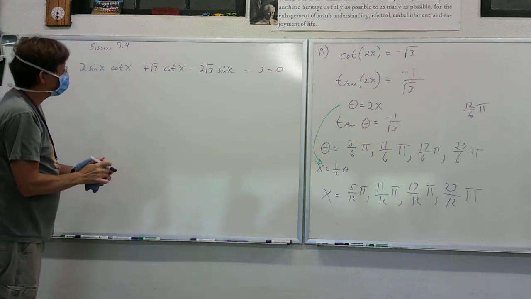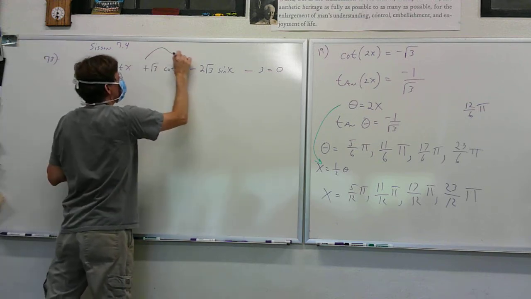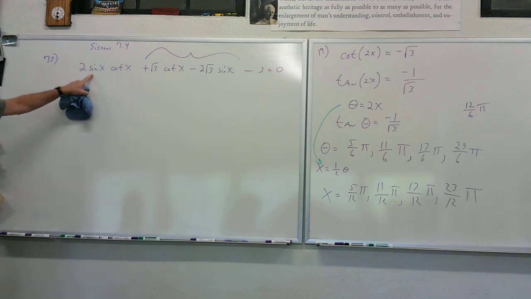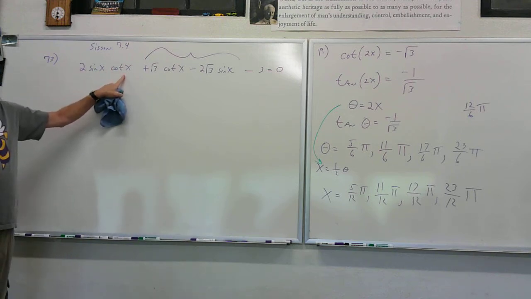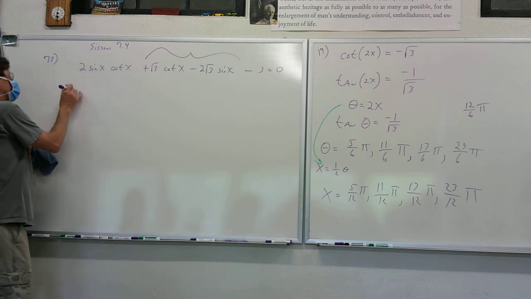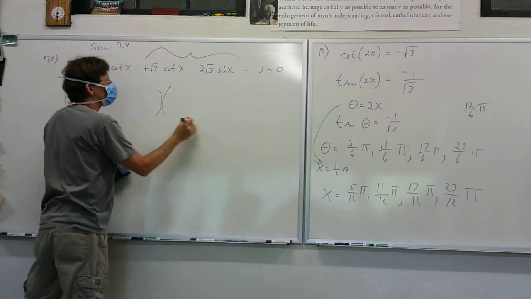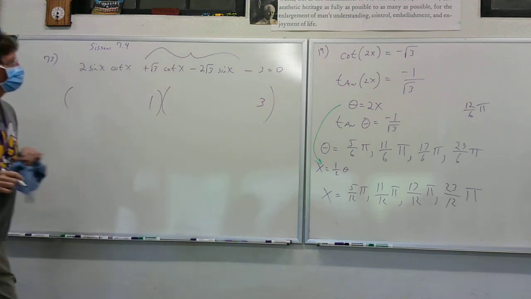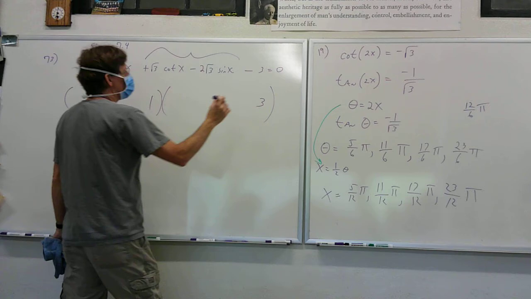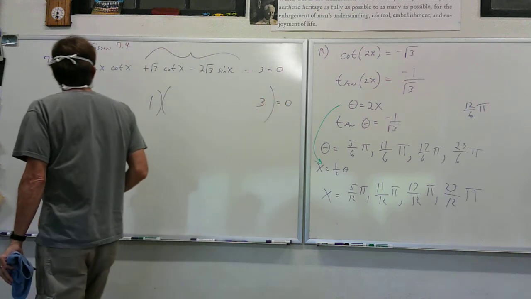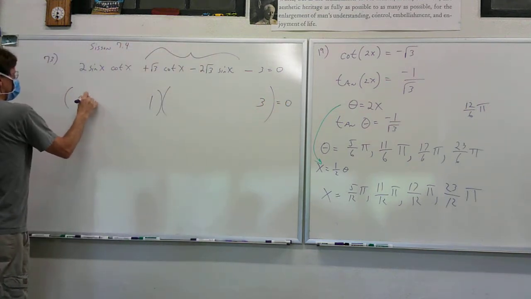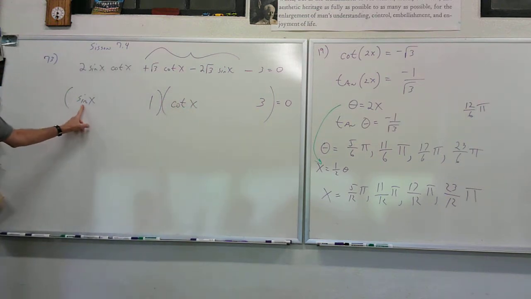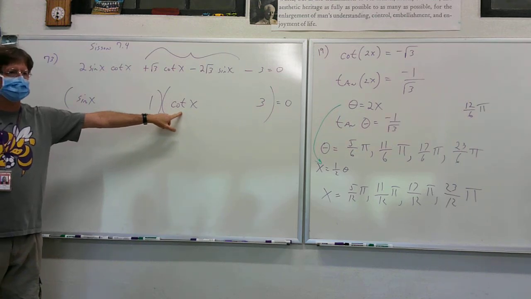Okay, I want you to look at this in the middle. Notice how you have sine x times cotangent x. Here's what I'm going to do. On the end, I know my numbers have to be a 3 and a 1. And I know that I have to have a sine x here and a cotangent x there. Because what is sine x times cotangent x?